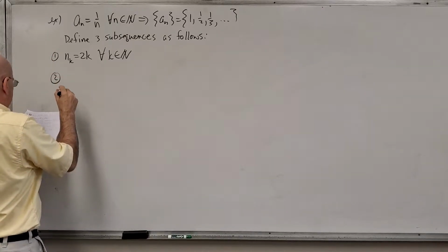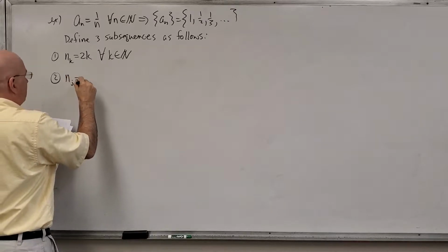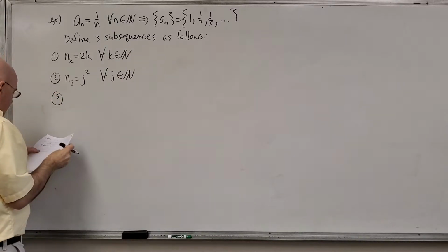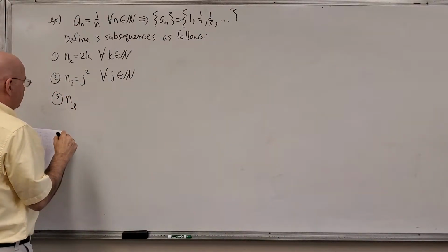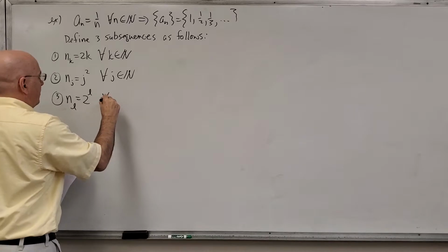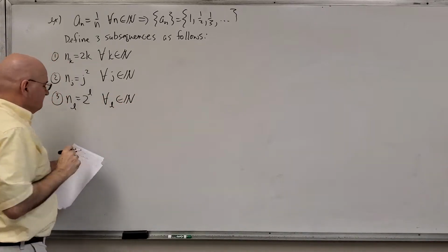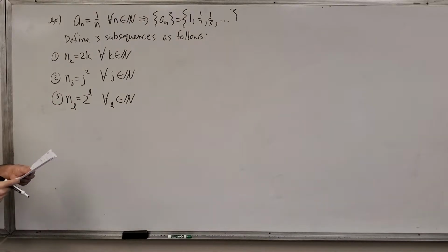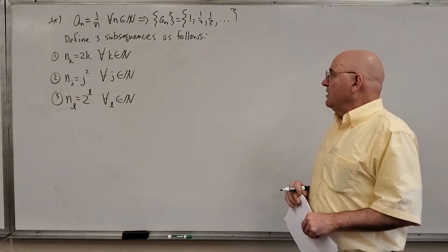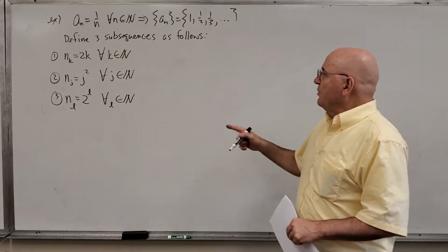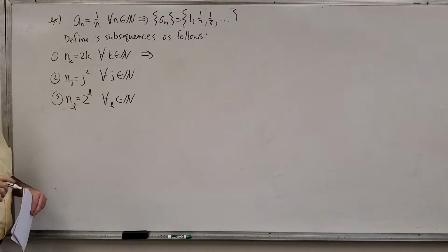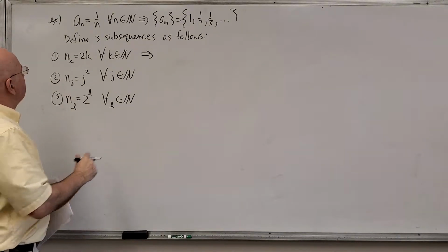Number 2, n_j is going to equal j squared for all j in the natural numbers. Number 3, n_l is going to be 2 raised to the l for all l in the natural numbers. Well, we're going to look at these 3 subsequences. We're going to discuss their convergence or divergence, depending on what they do. And before we do that, though, let's make sure we understand what the first few terms of these sequences look like.